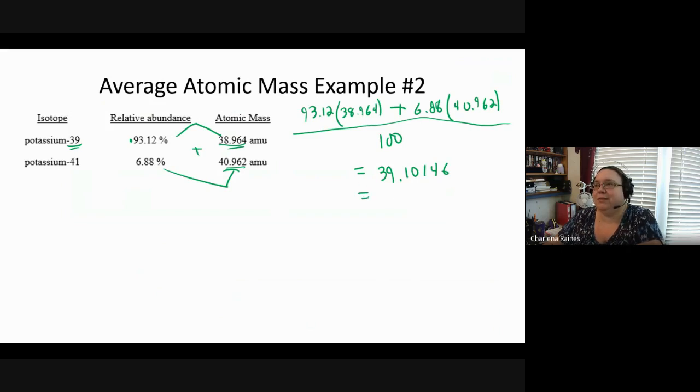So my average atomic mass is 39.10 AMU, atomic mass units. Notice how that mass is really, really close to the one that has the highest percent abundance. It's just above because we do have a little bit from the potassium-41.